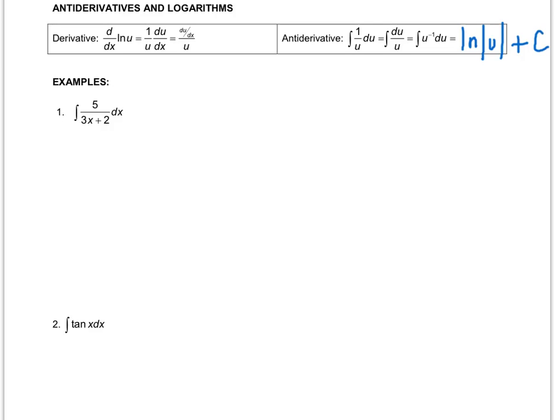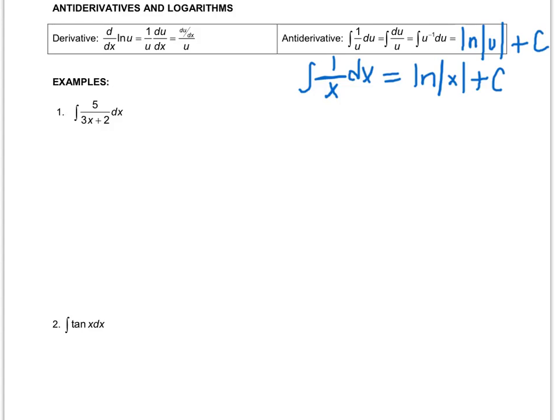Now, just like before, the u is representing a function of x here, so this is going to involve U substitution if it's ever anything other than just 1 over x dx. That antiderivative is just the natural log of x plus c. But if you ever see a quotient where the variable is in the denominator, most likely it's going to be a natural log antiderivative. So let's go ahead and take a look at some examples.